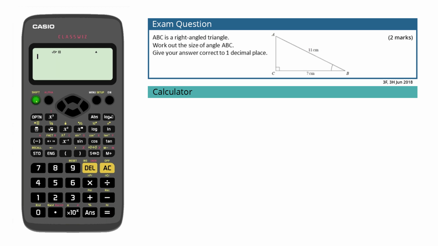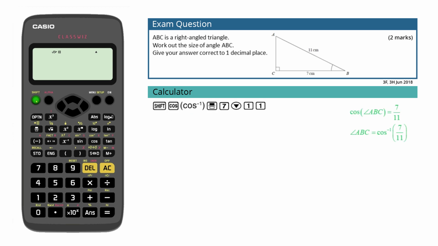Next, we have ABC is a right angle triangle. Work out the size of the angle ABC. Give your answer correct to 1 decimal place. Again, to start with, we'll write down the trigonometric ratio from the question. As the angle is inside the trig ratio, we will need to use inverse cos. This gives us the required calculation.